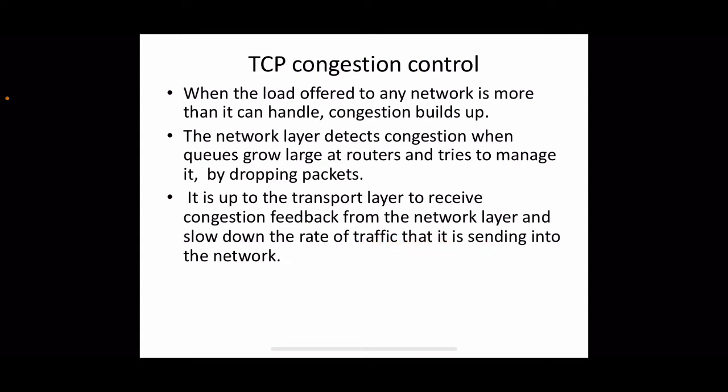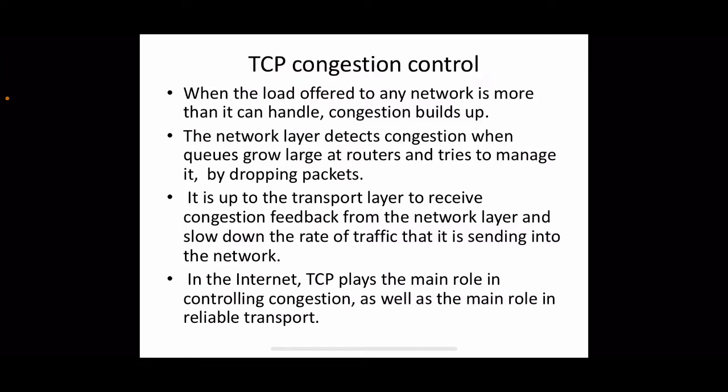So who can control this congestion? Definitely the transport layer, because the end machines are the ones sending the data, right? Even if the network layer detects this congestion, it is up to the transport layer, because end-to-end communication is done by the transport layer. So the network layer will inform the transport layer that there is congestion, and the transport layer will inform the sender, yeah, please reduce the transmission rate because there is congestion in the network. On the internet, TCP plays the main role in controlling congestion as well as the main role in reliable transport.